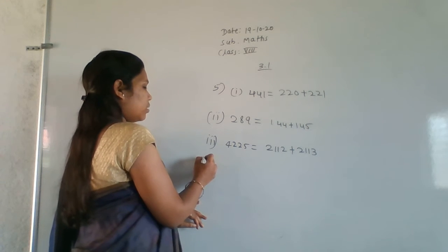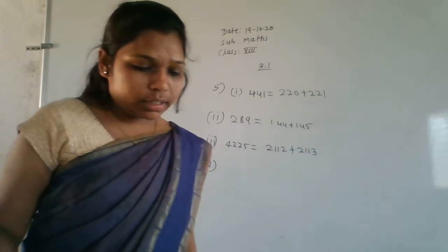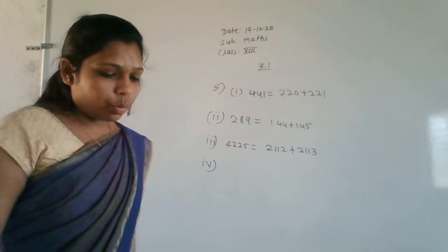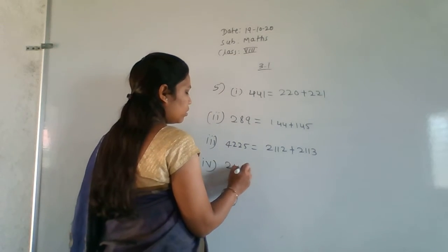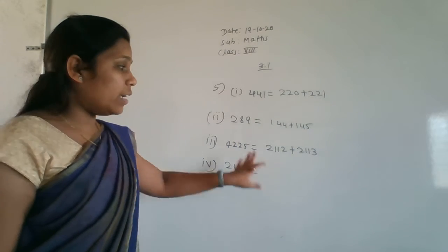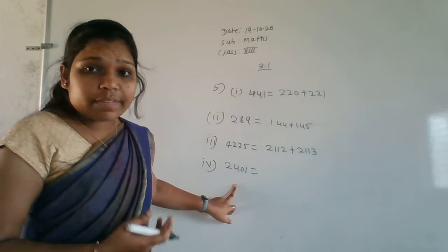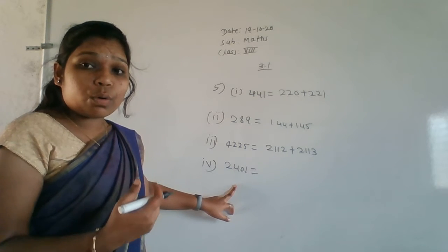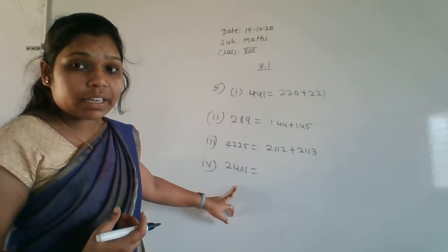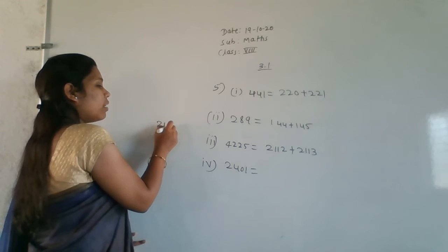Okay, next number is 2401. Okay, if you are unable to find this answer, just divide this number by 2. It is not exactly divisible by 2. Just we will come to know what the answer is. Okay, we can guess the answer by dividing that number. Divide here. We will come to know that.